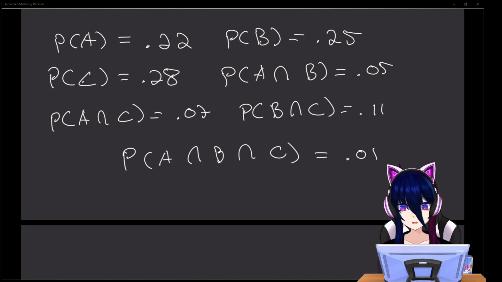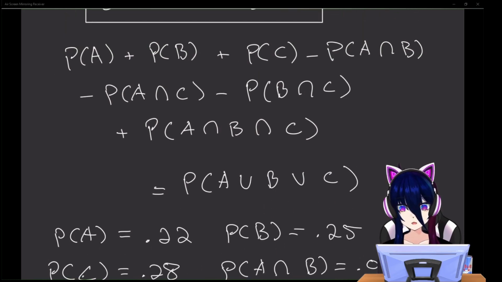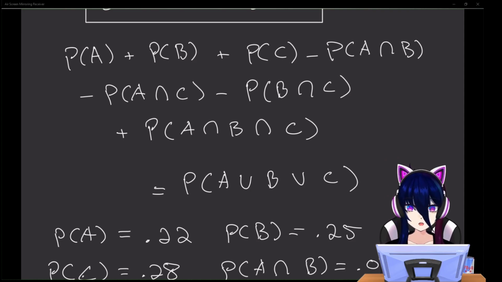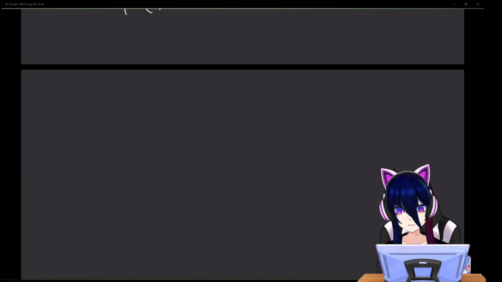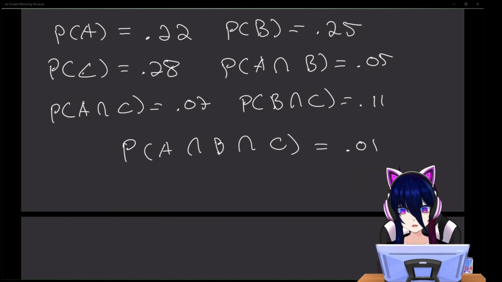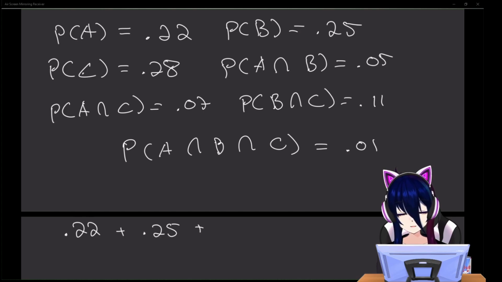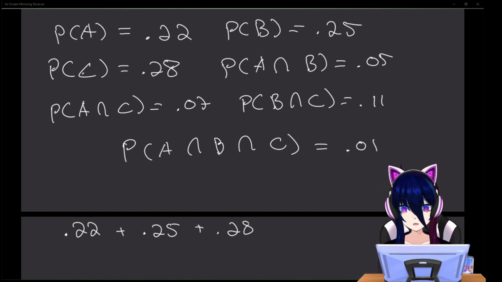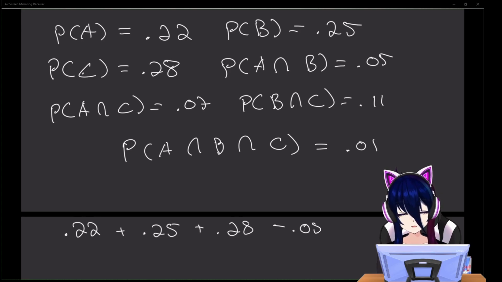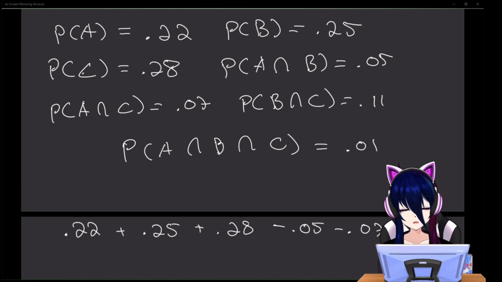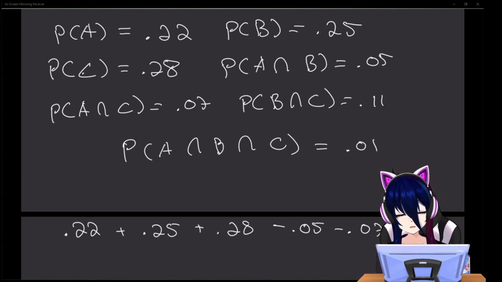All right, looking at our formula here, add together chunks, remove a few smaller chunks, add back in the smallest chunk. So let's start. Let's make sure we can actually see the numbers. 0.22 plus 0.25 plus 0.28, the probabilities of A, B, and C, minus 0.05 minus 0.07 minus 0.11, the probabilities of each set intersecting with one other set. And finally, we're going to add back in right on the end here, 0.01.